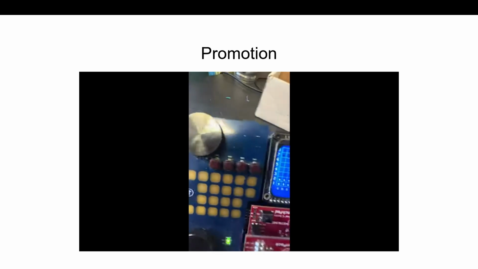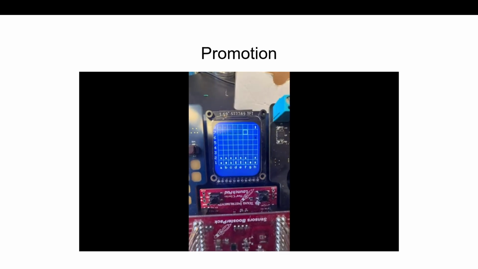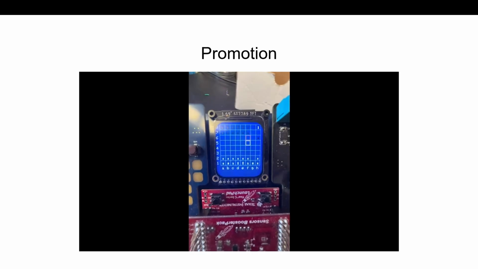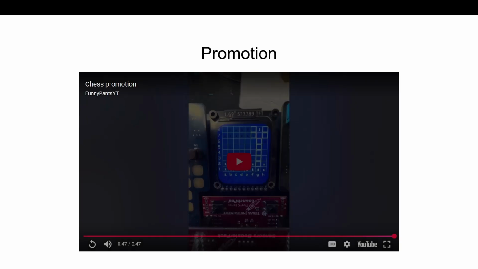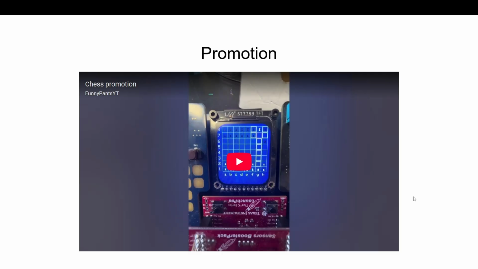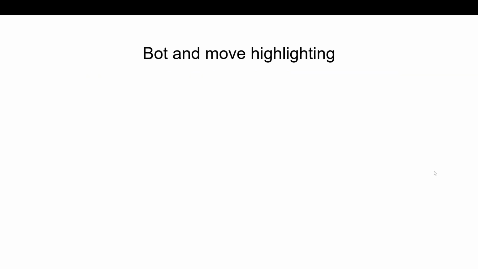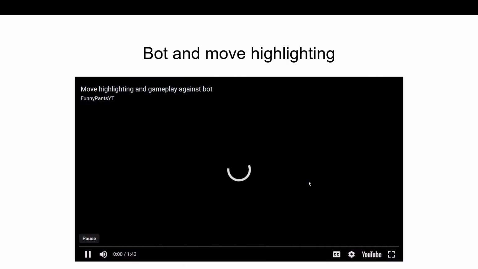But in my case, I just didn't have enough time to implement that, and I just have it promoting to a queen by default. It wouldn't be super hard to implement that. Maybe implement these buttons or a prompt for the user, but for now it just automatically promotes to a queen. But you can see that the promotion works. So yeah, I definitely said something wrong there. You can't promote to a king, you can promote to a knight, but you get the idea.